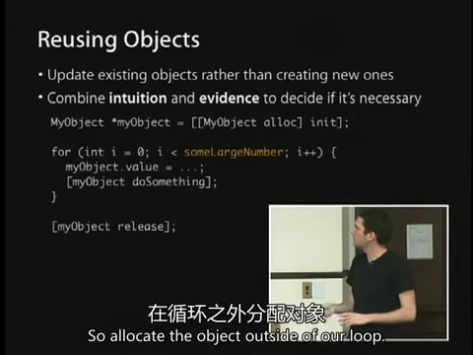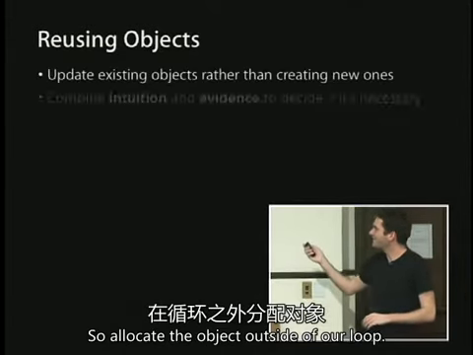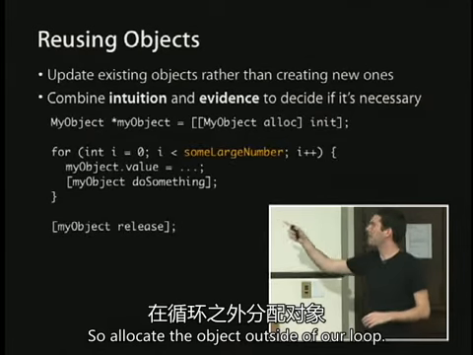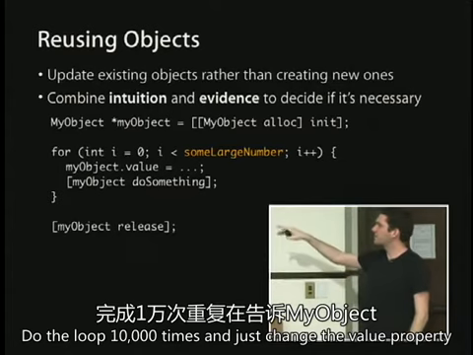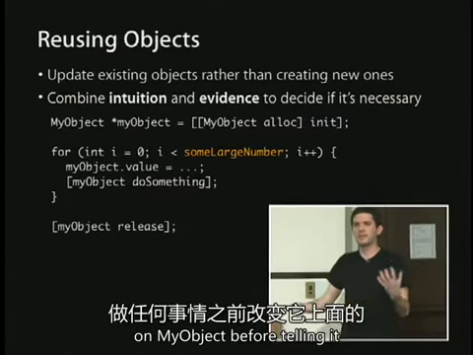So, everything we just talked about there. Allocate the object outside of our loop, do the loop 10,000 times, and just change the value property on my object before telling it to do something.